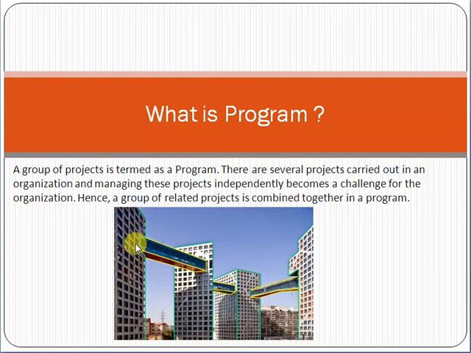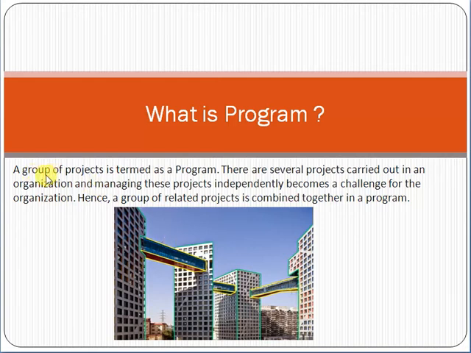The resources can be shared. For example, if 3 resources are working here, if needed, these resources can work here as well. If for example one building machinery was working here, if needed, that machinery can be used here, because as a whole, it is one program, and the projects are interlinked with each other. So that's why we are saying that a group of projects is termed as a program.